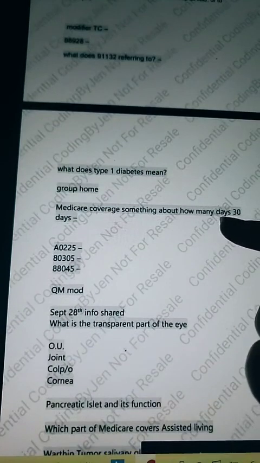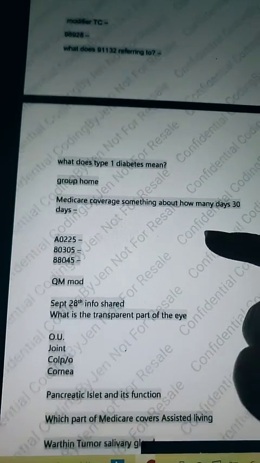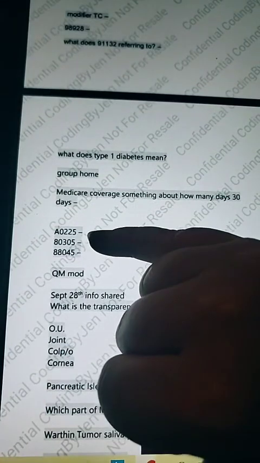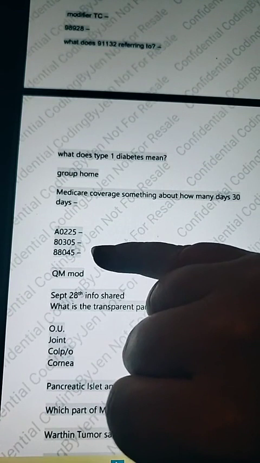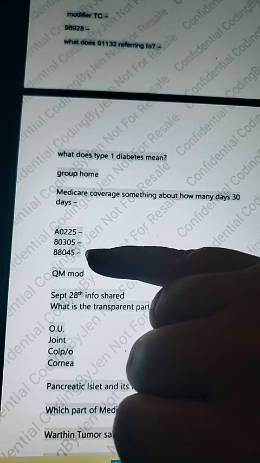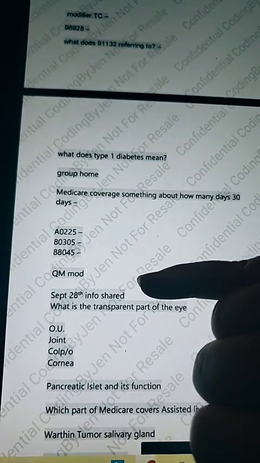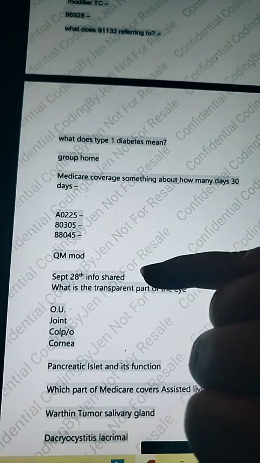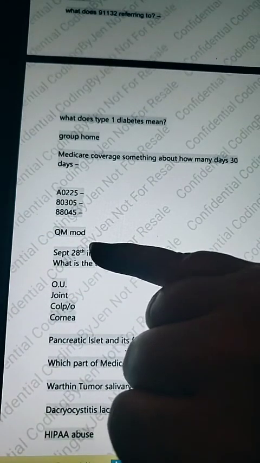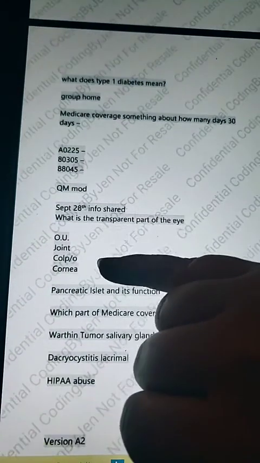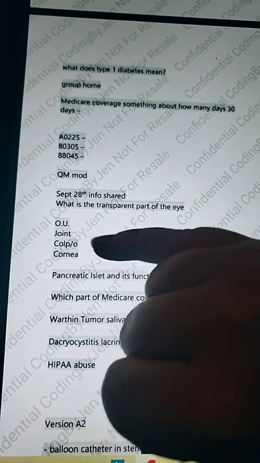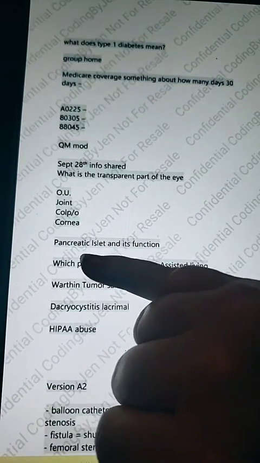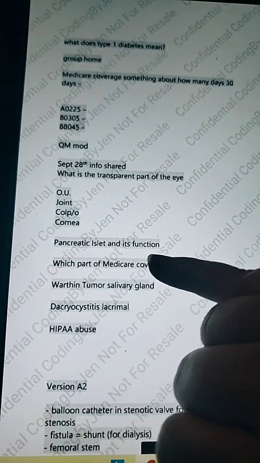The 30-day issue about Medicare. Here's some more HCPCS codes and some CPT codes that were on somebody's exam. I have not gone and gotten the examples or the definitions for those yet, but at least you've got a direction to go in for right now. We've got some updates. Here's the OU. That's for eyes. Sorry. The pancreas islet and its function.